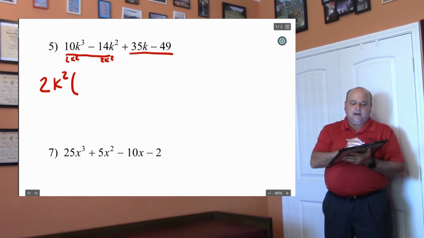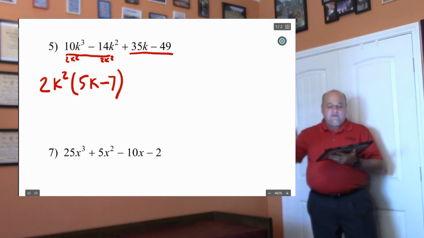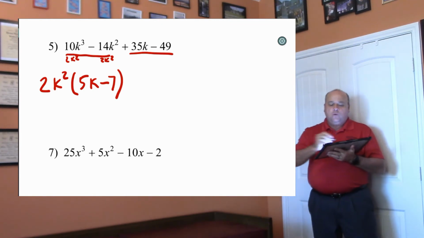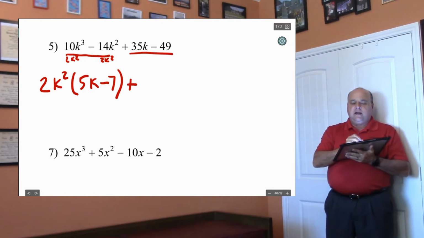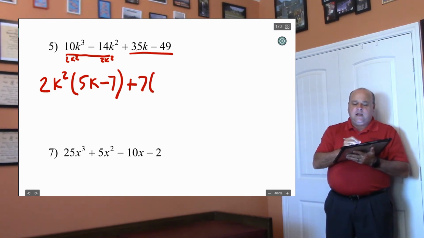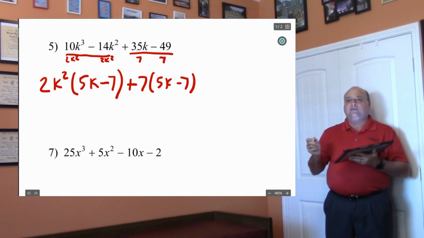And I'm going to get 10 divided by 2 is 5. K cubed divided by k squared is k. A negative divided by a positive is a negative. 14 divided by 2 is 7. And the k's cancel, right? Now then, that 5k minus 7 should happen in the next one. Write down a plus. And then what can I take out of 35 and 49? 7 goes into them, right? If I divide these by 7, I'm going to get the 5k minus 7 repeats, doesn't it?